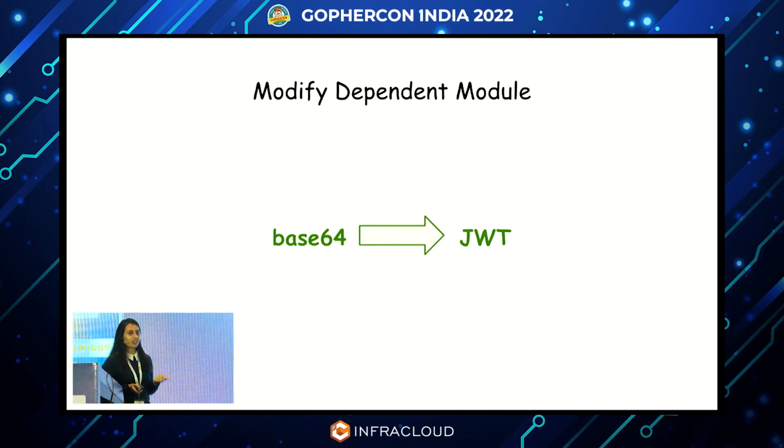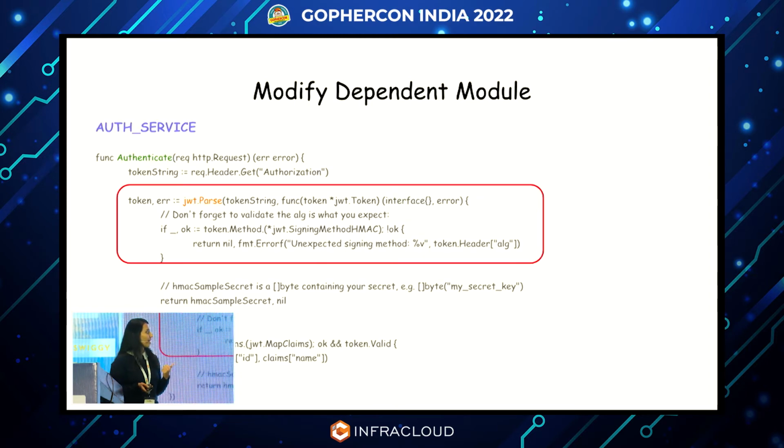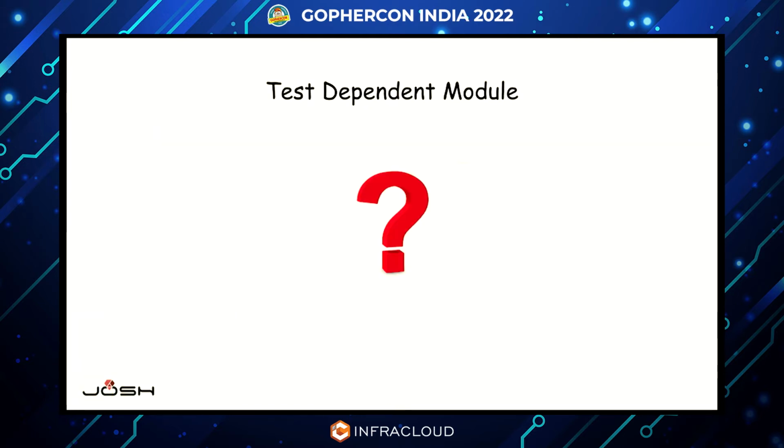Later, my team suggested we move from base64 encoding to the JWT token. So I had to make changes in my code, and I made the changes locally. So how do I test these changes now? As the changes are in my dependent module, I have to test the main module. Do you know how we test this module? Any guess?